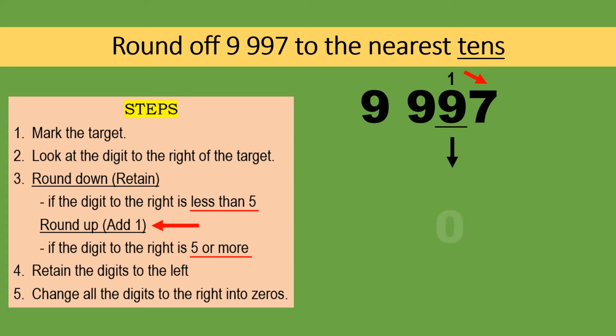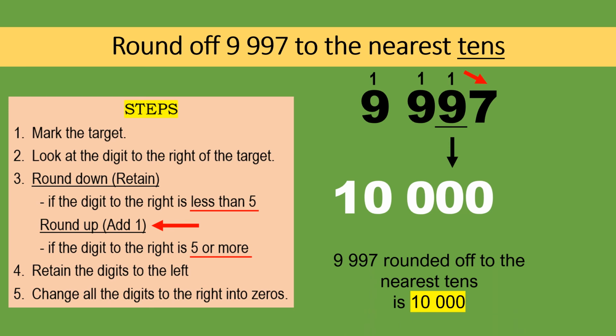This time we have to regroup the number. Bring down 0 and carry 1 to the next place. 1 plus 9 is 10. Again, bring down 0 and carry 1 to the next place. For the last time, 1 plus 9 is 10. Now we can bring down the 1 since there is no more digit to the left. And the last step is to change all the digits to the right into zeros. So 9,997 rounded off to the nearest tens is 10,000.